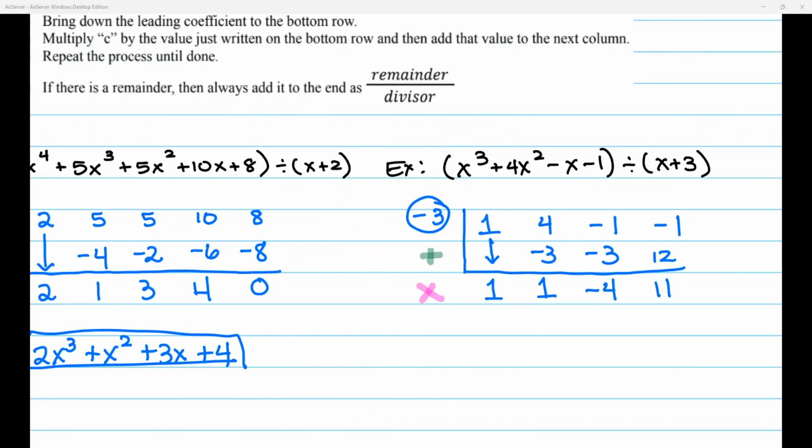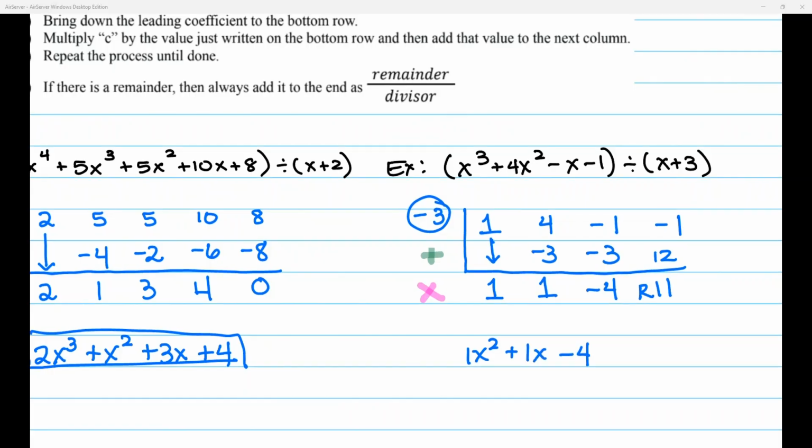All right, so now that I have that, the question becomes, what do I do with it? Again, this last number is going to be a remainder. So I do have a remainder this time, it's 11. And then the rest of it is going to tell me exactly what it was, starting low, going high. So this is my constant, this is how many x's, and this is how many x squareds. So I'm going to write this as 1x squared plus 1x minus 4.